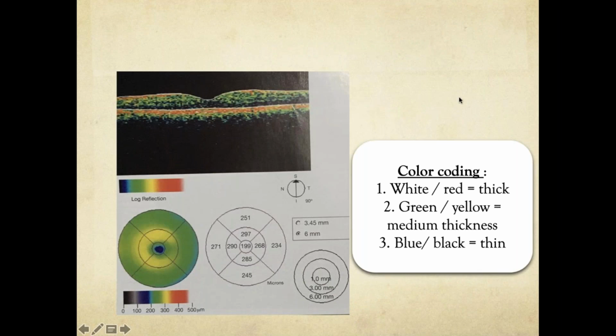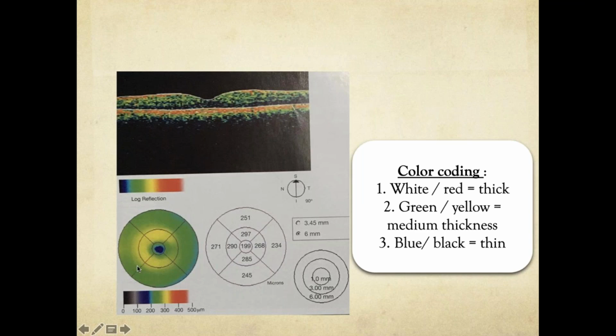So now this is a color coding. The color coding that we discussed previously was about reflectiveness. Now don't confuse those color codings with the color codings of the thickness, fine? Because here, blue and black mean thin, white and red mean thick, and green and yellow are the medium thickness, right?